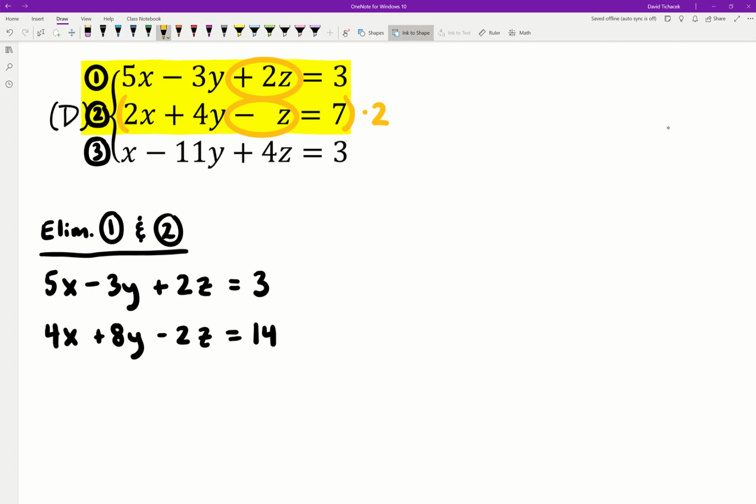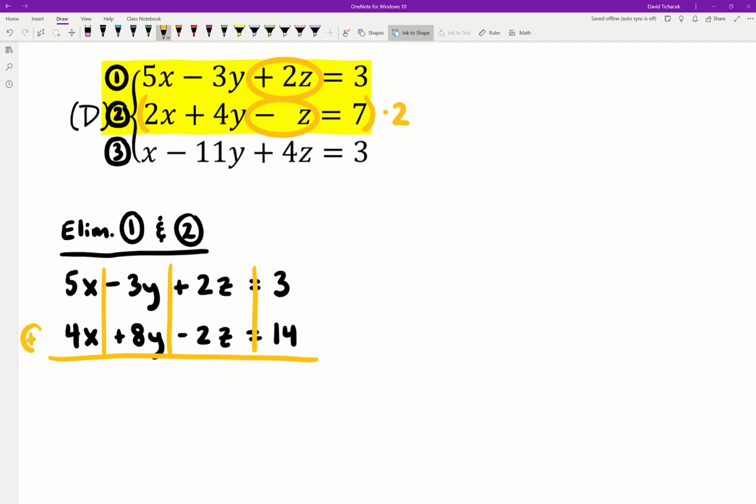And again, the whole reason for doing that is so that when we go ahead and line up our columns here, we're going to see that if we were to go through and add these equations together, it's going to eliminate our z column for us, which is the exact goal of the elimination method. So we're going to eliminate the z's here, and then we're just going to go ahead and add all the other columns. So 5x plus 4x, of course, is going to make 9x. Negative 3 plus 8 is going to give us positive 5y. And then our z's make 0, so I'm not going to write anything there. But for my numbers column, that's going to be 3 plus 14, and that's going to give me 17.